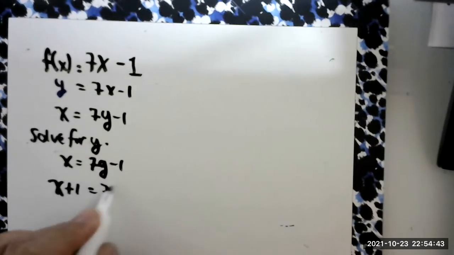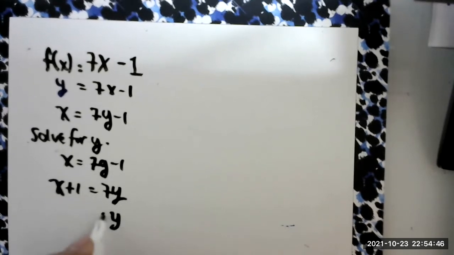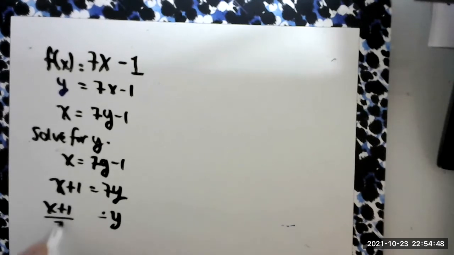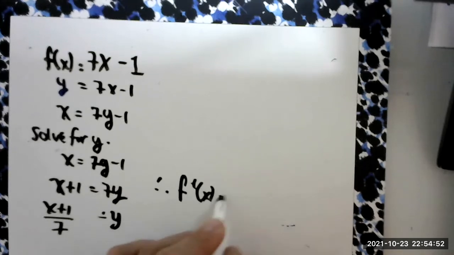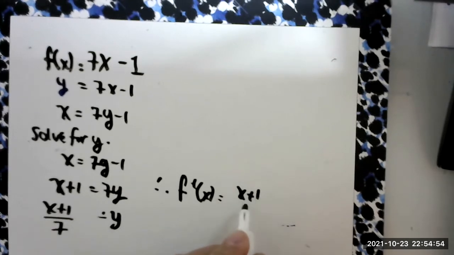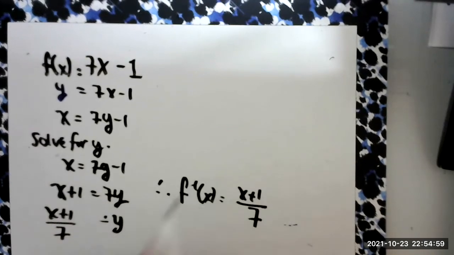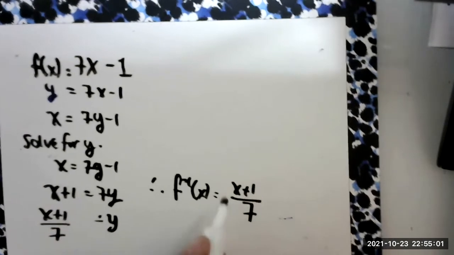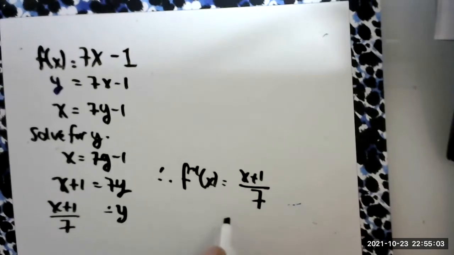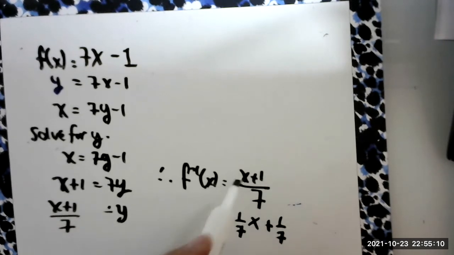x plus 1 equals 7y. Therefore, y equals (x plus 1) over 7. Therefore, my inverse function will be (x plus 1) over 7. Of course, this is a linear function. If you recall, this is the same thing as 1 over 7 x plus 1 over 7. It's an invisible 1 here. So this is the slope, and this is the y-intercept.